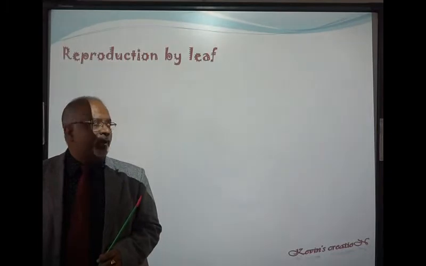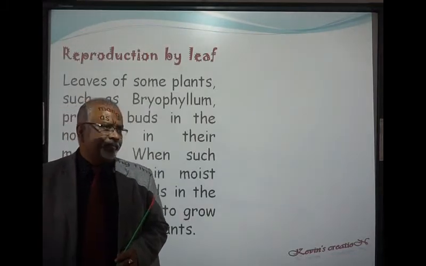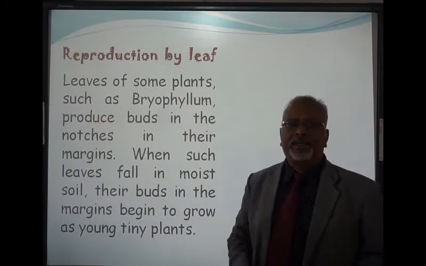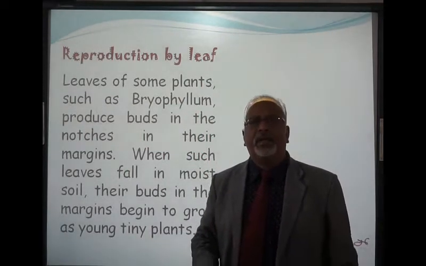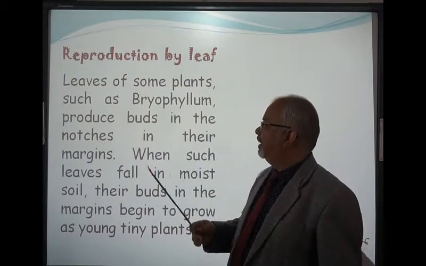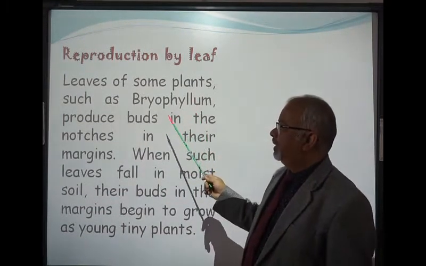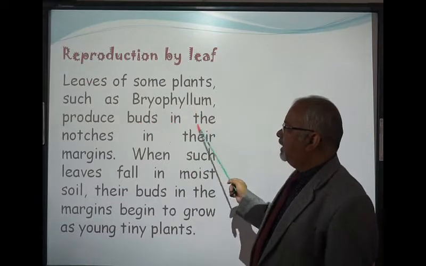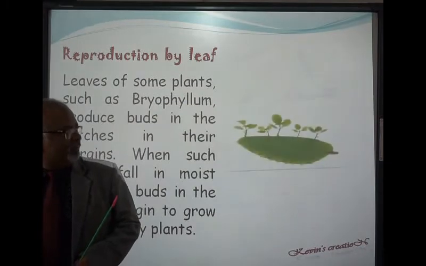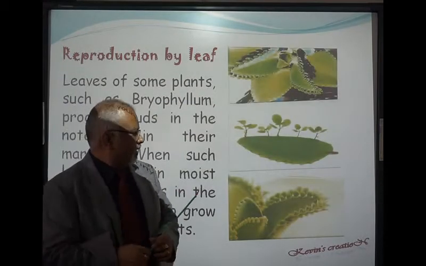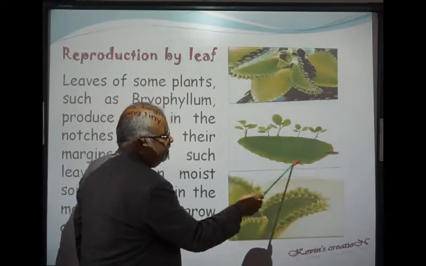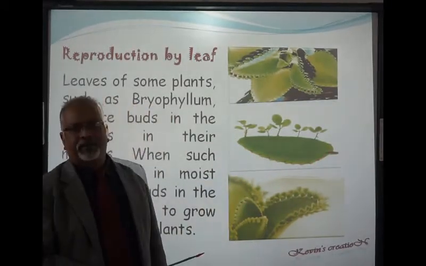Now vegetative propagation by leaf. Leaves of some plants, and the best example is bryophyllum. Here also we get bryophyllum. So check in your locality, you might get this bryophyllum. They produce buds in their notches in the margin. Now look at this diagram. So these are called the notches. This is the margin of the bryophyllum leaf.